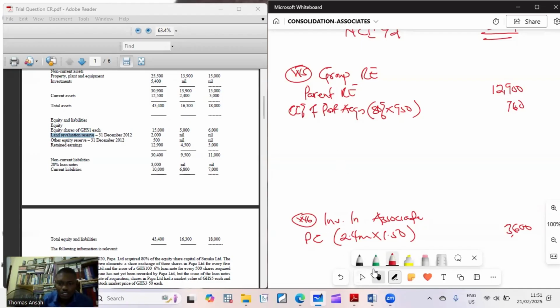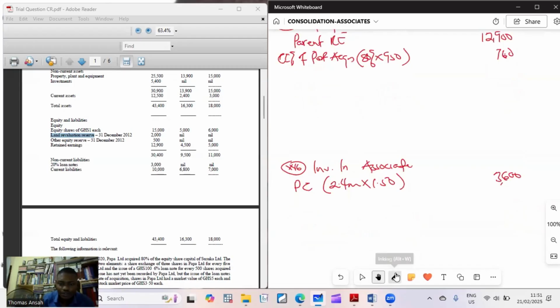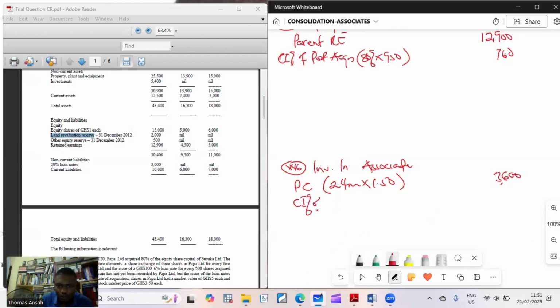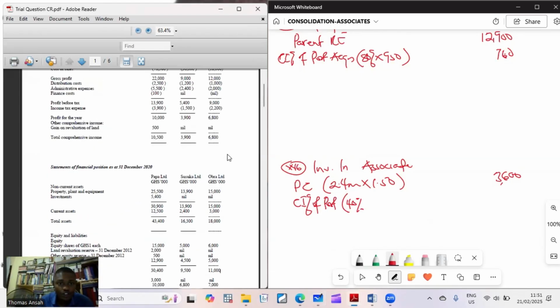So the same thing, you come and do CI share of post acquisition. The guy had 40%. So that is the associate investment. Let me write it well. So I want to write CI share of post acquisition. That is 40% we have. But what is the post acquisition? Post acquisition is here. You find it in the P&L.